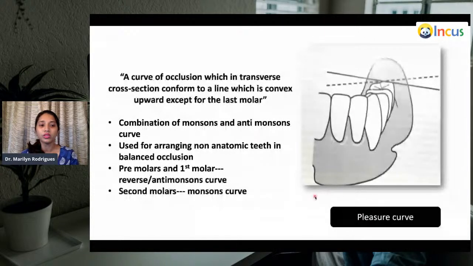How we use it is that it is used for arranging non-anatomic teeth in balanced occlusion, that is your monoplane teeth. The premolars and first molars are arranged in reverse curve, or your anti-Monson curve, and your second molars are arranged in your Monson curve. So this is the Pleasure curve. It consists of Monson and anti-Monson curves, in which the premolars and first molars are arranged in reverse curve fashion and your second molars are arranged in Monson curve fashion.